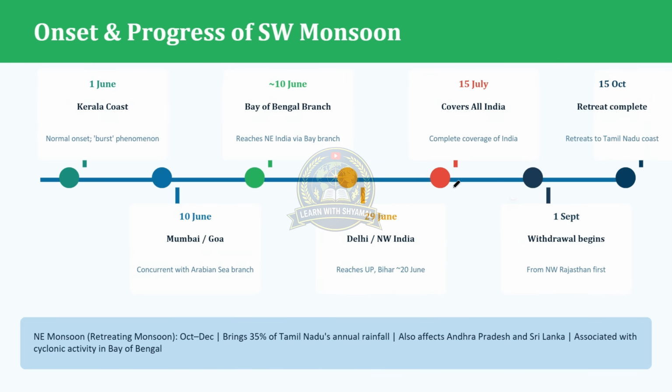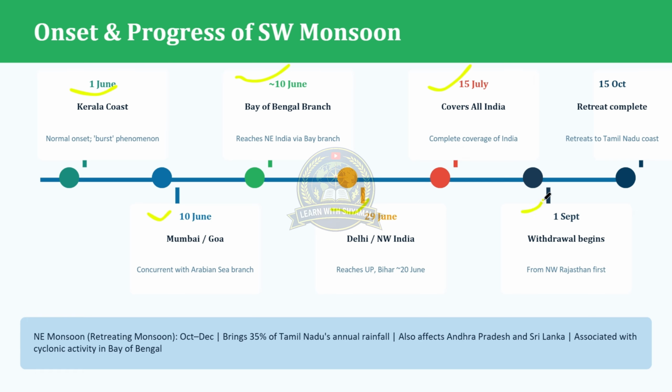Onset and progress of the southwest monsoon. First zone, Kerala coast, normal onset, burst phenomenon. Then 10 June, Mumbai, Goa, concurrent with the Arabian Sea branch. 10 June, Bay of Bengal, reaches Northeast India through the Bay branch. 29 June, Delhi, Northwest India, reaches UP, Bihar. 20 June to 15 July, covers all India, complete coverage of India.